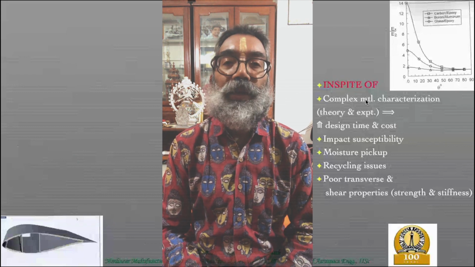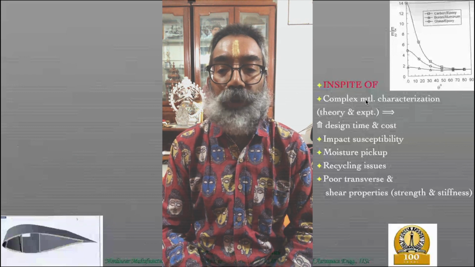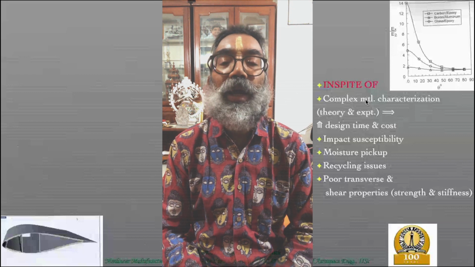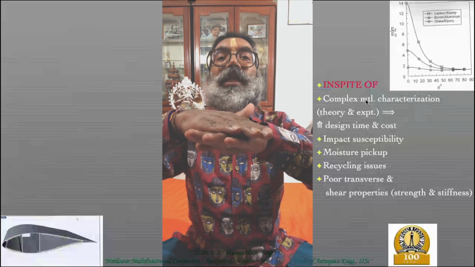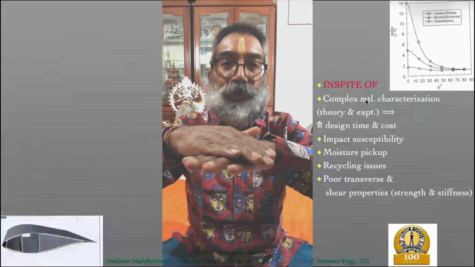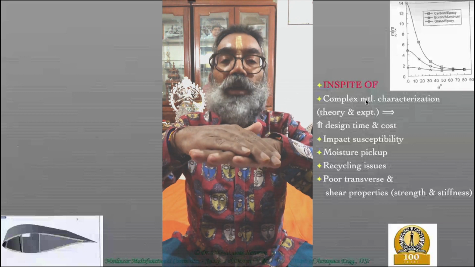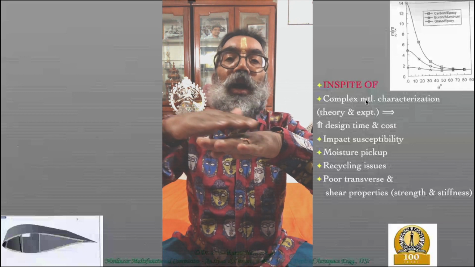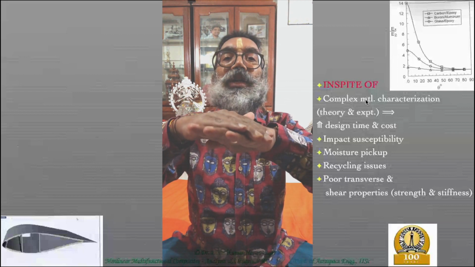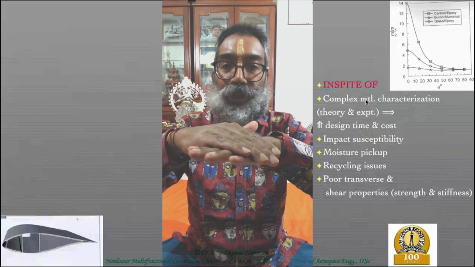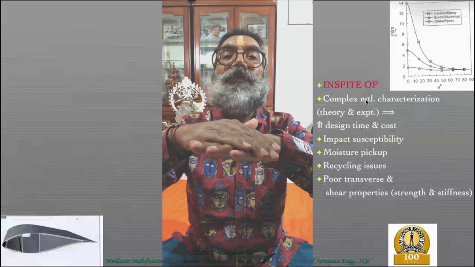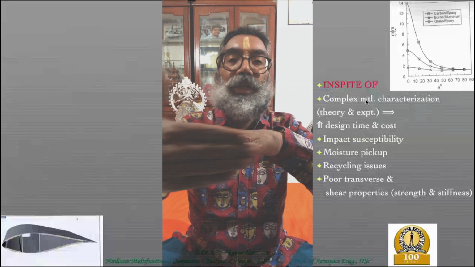Another way of taking care of the poor shear properties is by having the fibers in plus or minus 45 degree directions, because once you have it in plus and minus 45 degree directions, along the fibers you are now having tension and compression because of the shear in this particular direction.